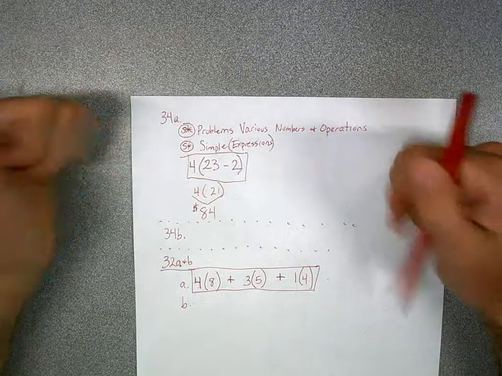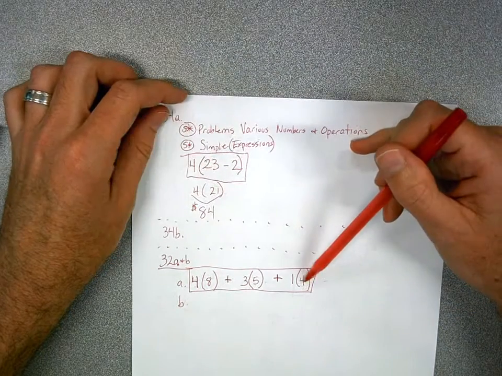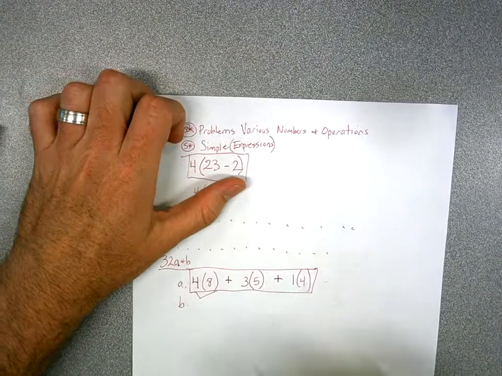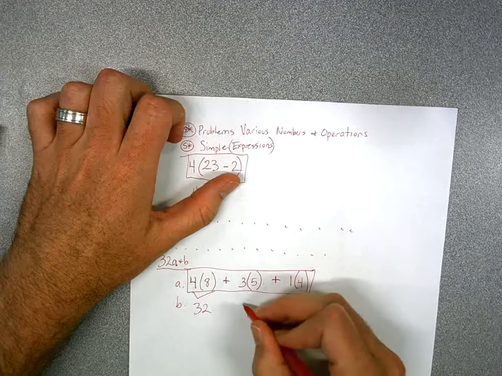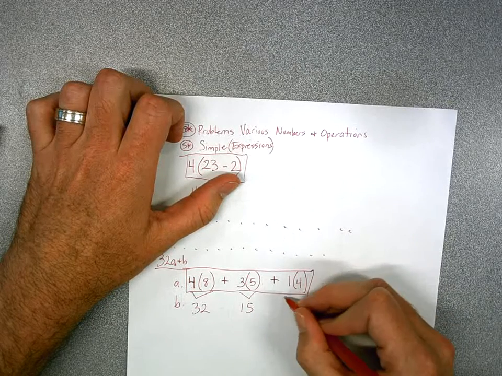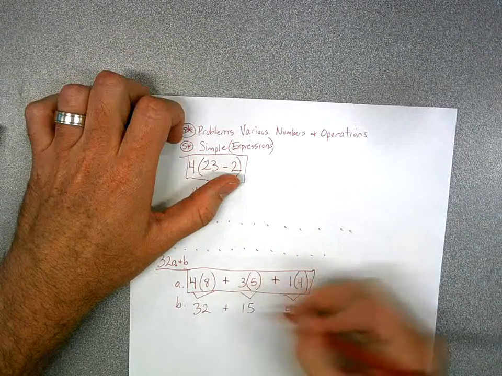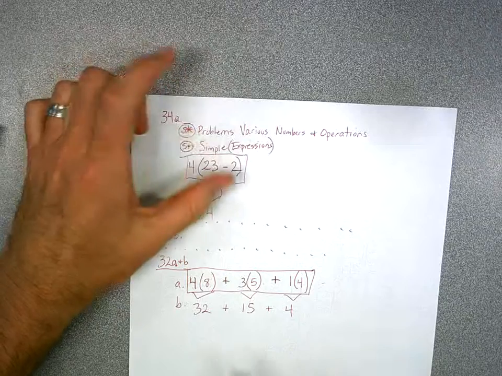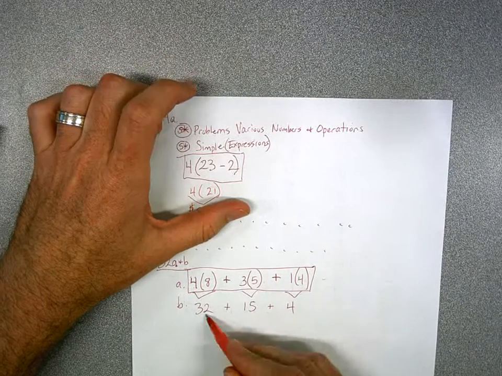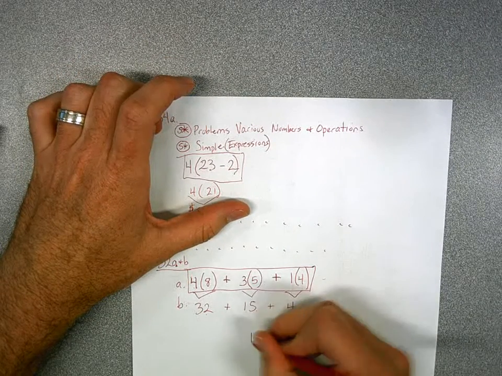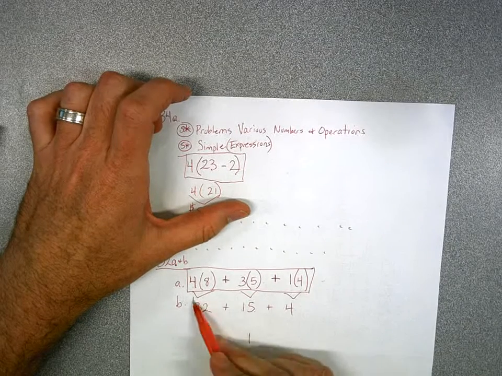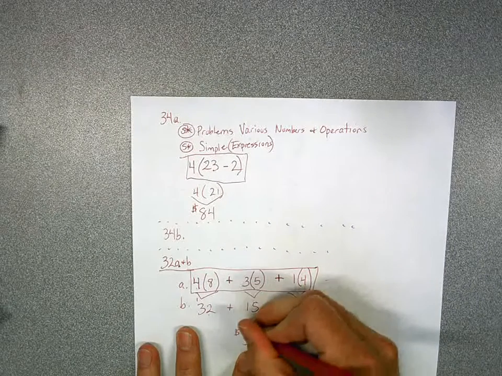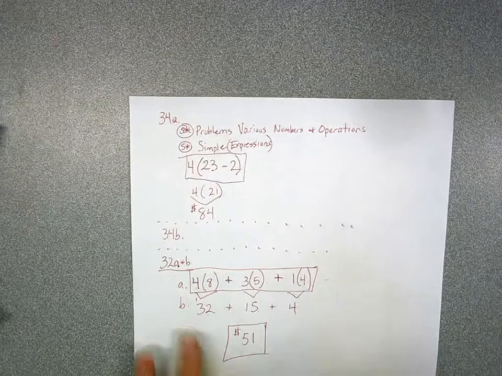There are no exponents. There is multiplication, no division, but all multiplication. I'm going to move left to right. So 4 times 8 is 32. 3 times 5 is 15. And of course, 1 times 4 is 4. Bring down my addition sign. That's the rewriting part. I'm going to add all of my numbers in the ones. So it's 2 plus 5 is 7, plus 4 is 11. I'll carry the 1 to the tens. 3, 4, 5. And I want to put my dollar sign on here since it's a word problem. $51 is my answer.